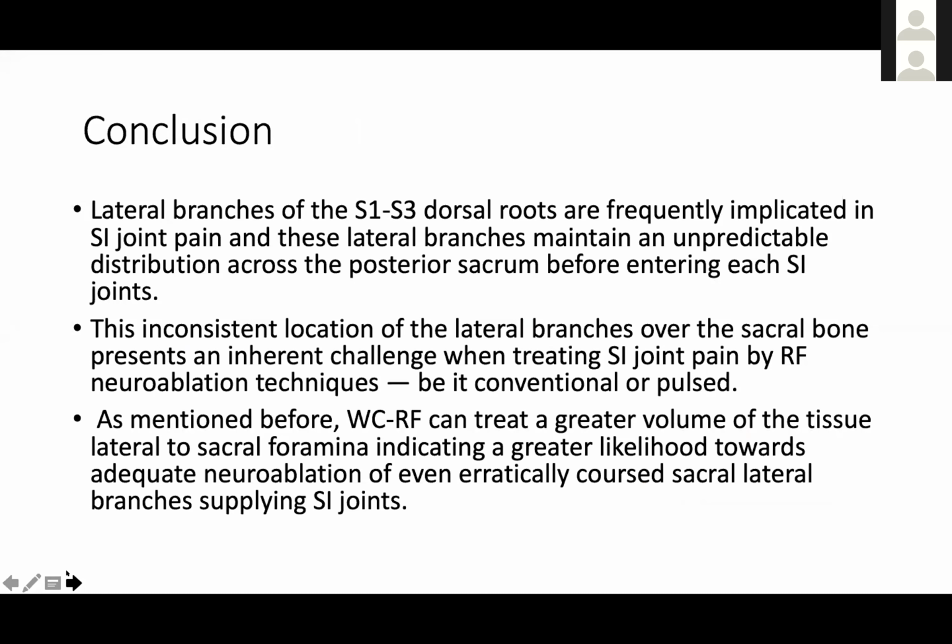Because of this unpredictable distribution, conventional RF or pulse RF is not that beneficial. Rather, a water-cooled RF can treat a greater volume and cover a larger area, so there can be adequate neuroablation even in erratically coursing sacral lateral branches supplying the SI joint.